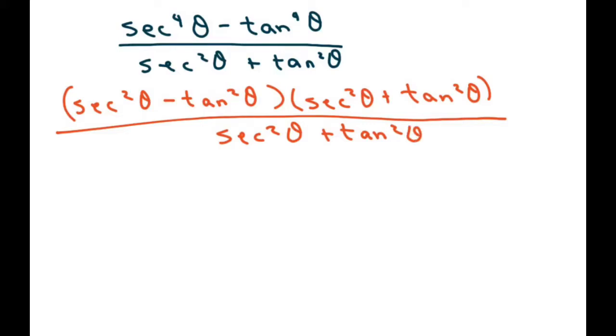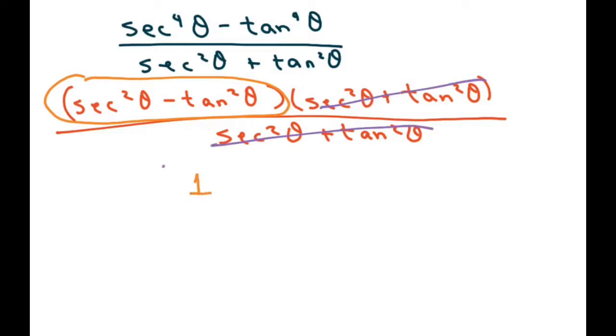Secant squared of theta minus tan squared of theta is one of our Pythagorean identities, and that equals 1. And these two cancel, so our answer is just 1.